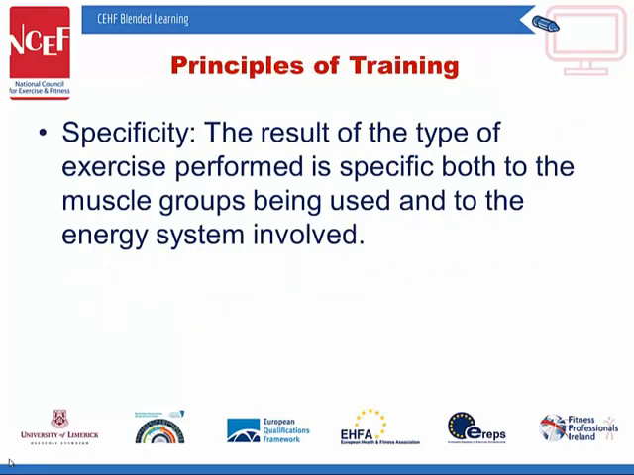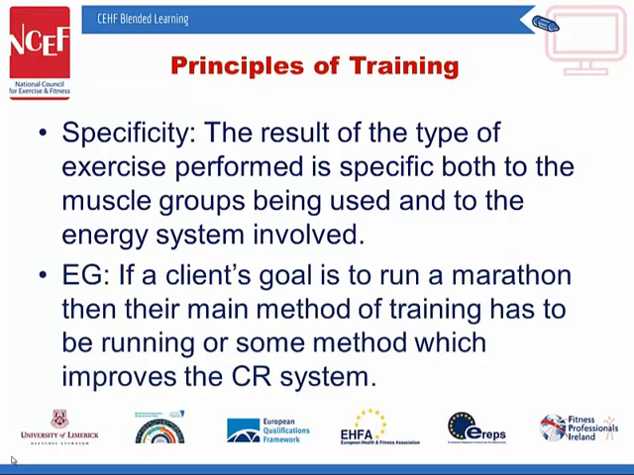The second one is specificity, and this is the result of the type of exercise performed, is specific both to the muscle groups being used and to the energy system involved. For example, if a client's goal is to run a marathon, then their main method of training has to be running, or some method which improves the cardiorespiratory system. And generally what a person does if they're trying to complete a marathon is they combine different methods of training the cardiorespiratory system.